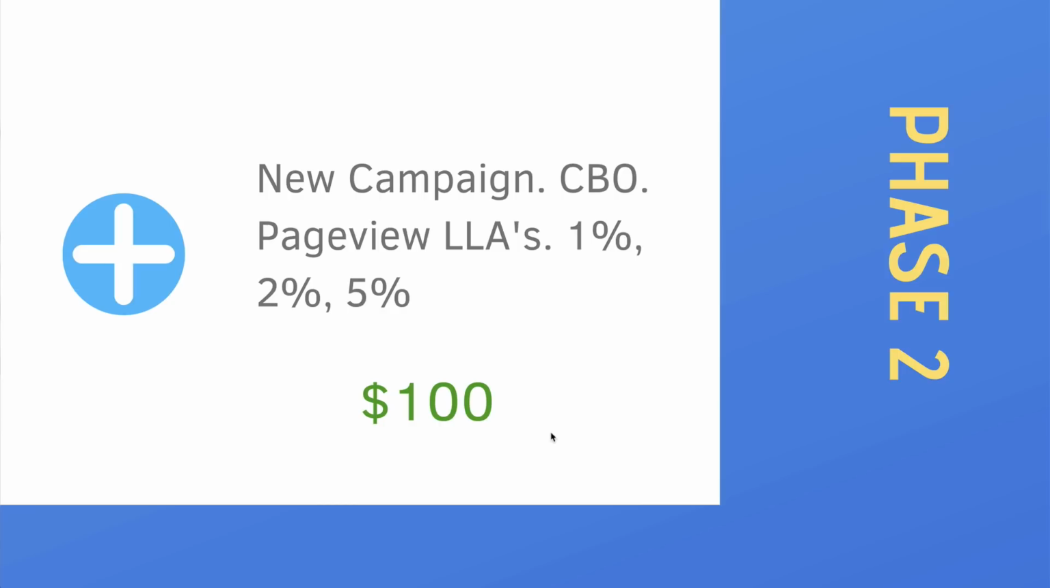And basically, I mean 0 to 1%, 0 to 2%, and 0 to 5%. And this is going to be a CBO campaign with auto bid with $100 budget. And this ends phase 2.